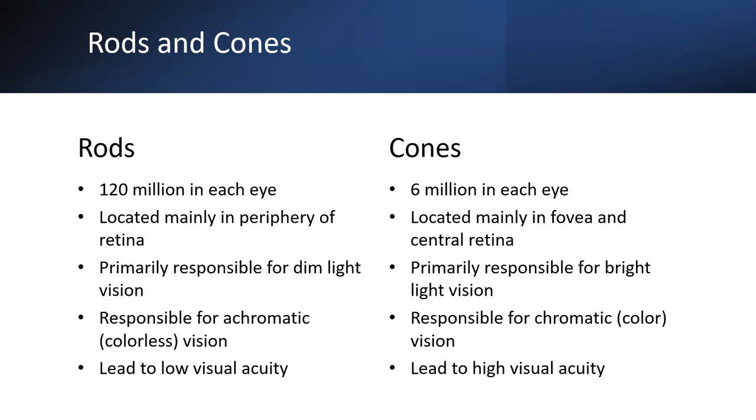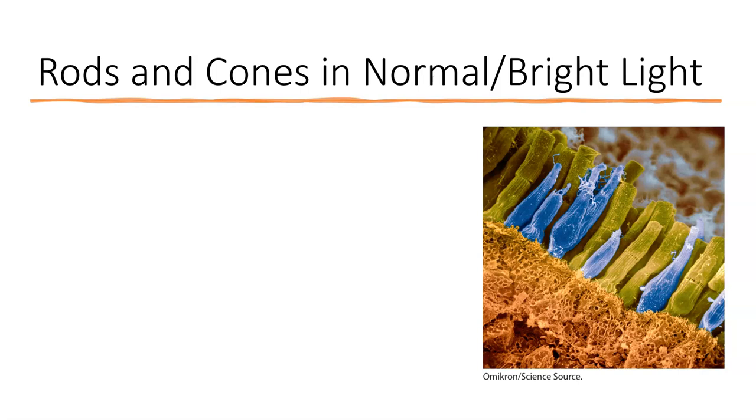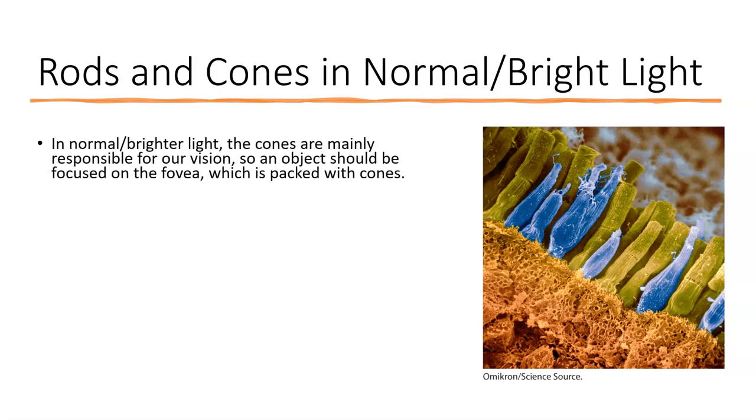Rods are really designed for helping us to navigate in dim light. So in normal bright light, the cones are mainly responsible for what we see. In the daytime, when we're in bright light, our rods aren't doing a lot of the heavy lifting. That's really on the cones.